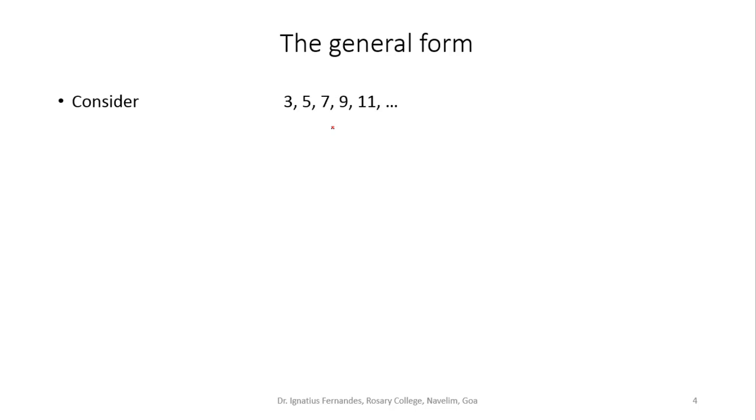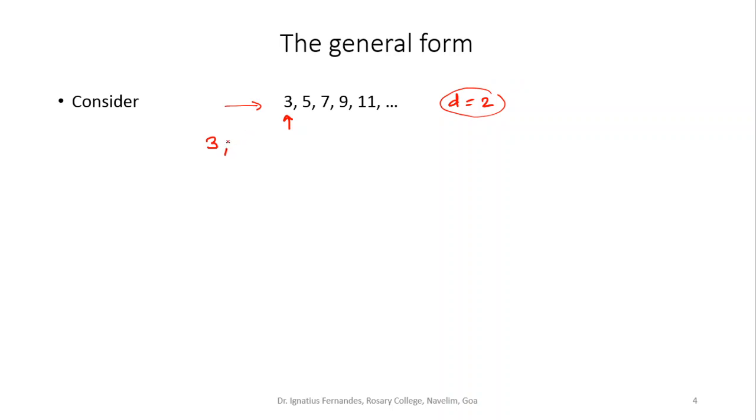So how do we write the general form of an arithmetic progression? This is one arithmetic progression that I had considered here. If you see, this is the first term, that is 3, and the difference between any two consecutive terms here is 2. So all that I have to know is only the first term of the arithmetic progression and the common difference between the consecutive terms. Once I know that, I can very well generate each term in the arithmetic progression.